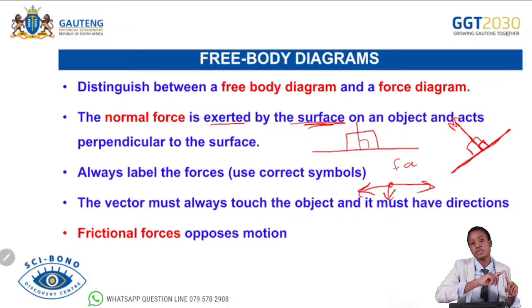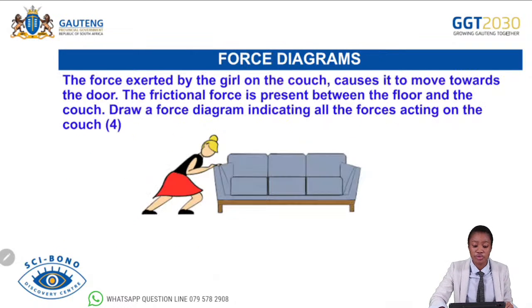And frictional forces, remember, they always oppose motion. So if the object is moving to the left, the frictional force will be to the right. If the object is moving to the right, the frictional force will be to the left. So don't forget certain things like that when you're labeling or drawing your free body diagrams. With that said, I have a question for us to do together.